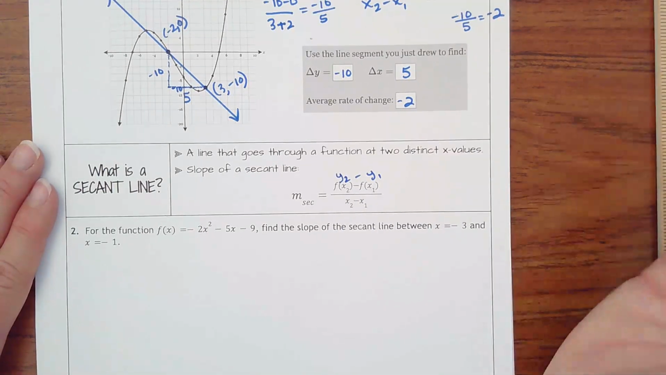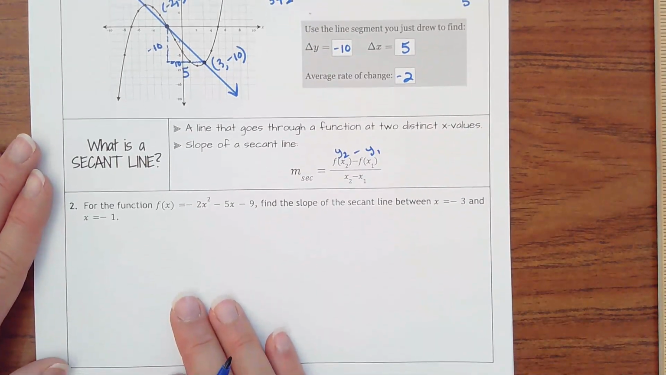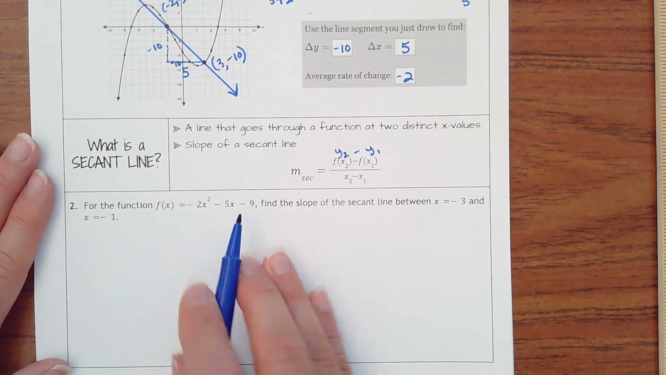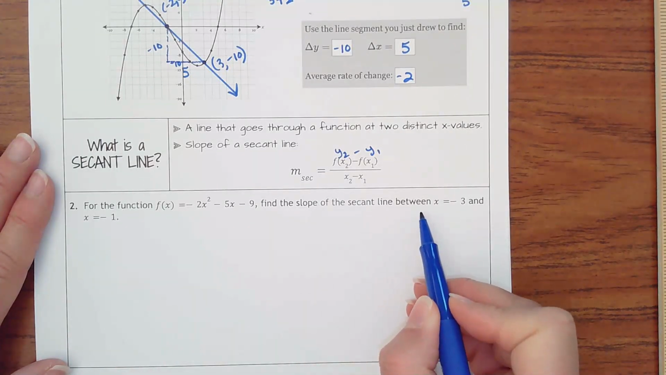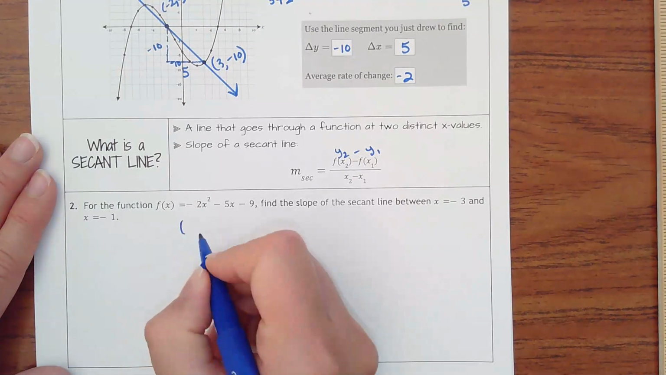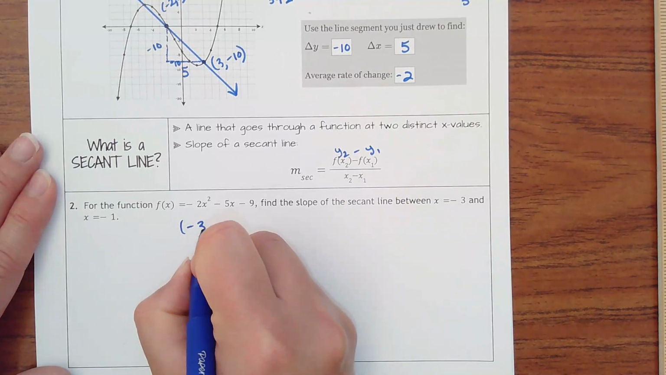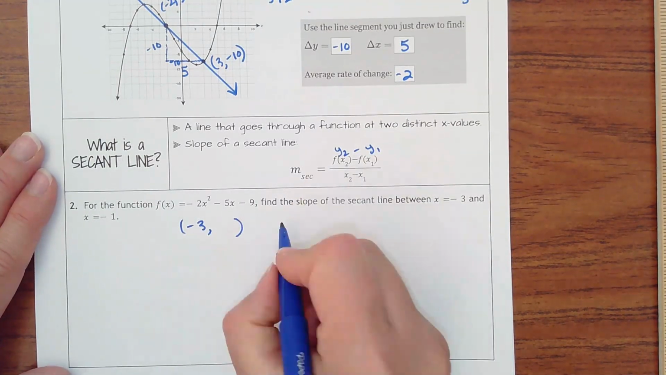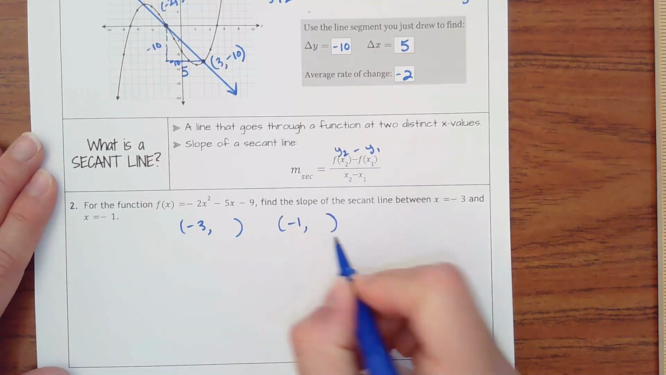So the slope's the same thing, but now let's try to do it without a graph. We've got -2x squared minus 5x minus 9 as our function. Find the slope of the secant line between x is -3 and x is -1. The easiest thing for me to do is make ordered pairs: when x is -3, what is our y value? When x is -1, what is our y value?